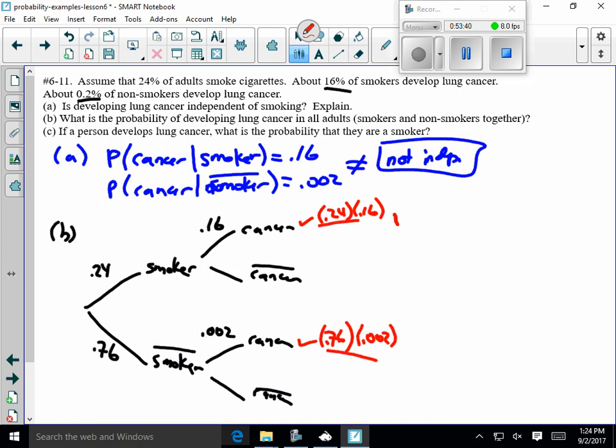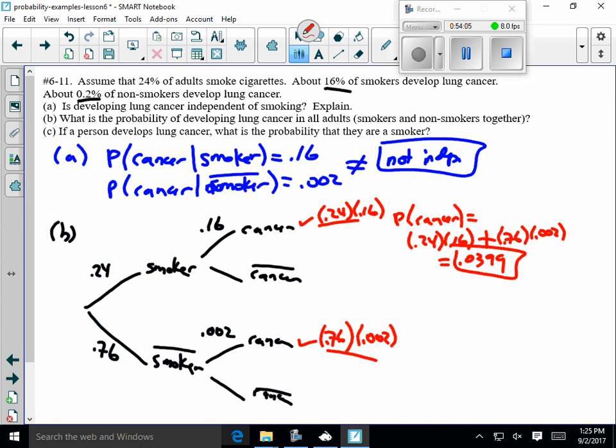So the probability of having cancer, period, is going to be 0.24 times 0.16, that's "and", plus for "or", the 0.76 times 0.002. And that turns out to be 0.0399. So the percentage of people who have lung cancer, period, in the whole population is about 4%.